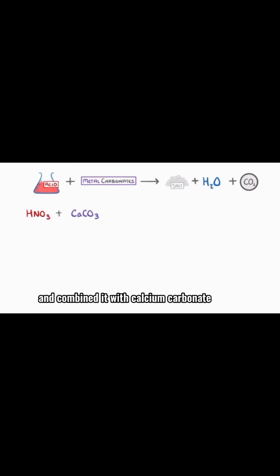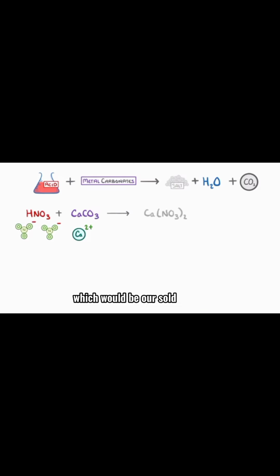Now, when acids react with metal carbonates, the reaction's pretty similar. They still form a salt and water, but we also get carbon dioxide. So if we took nitric acid and combined it with calcium carbonate, then just like before, we'd take the positive calcium ion from our base and combine it with the negative nitrate ions from the acid. But because the nitrate only has a 1 minus charge, while the calcium's 2 plus, we'd need 2 of them to form calcium nitrate, which would be our salt. And then we'd also get water and carbon dioxide and have to check it's balanced.